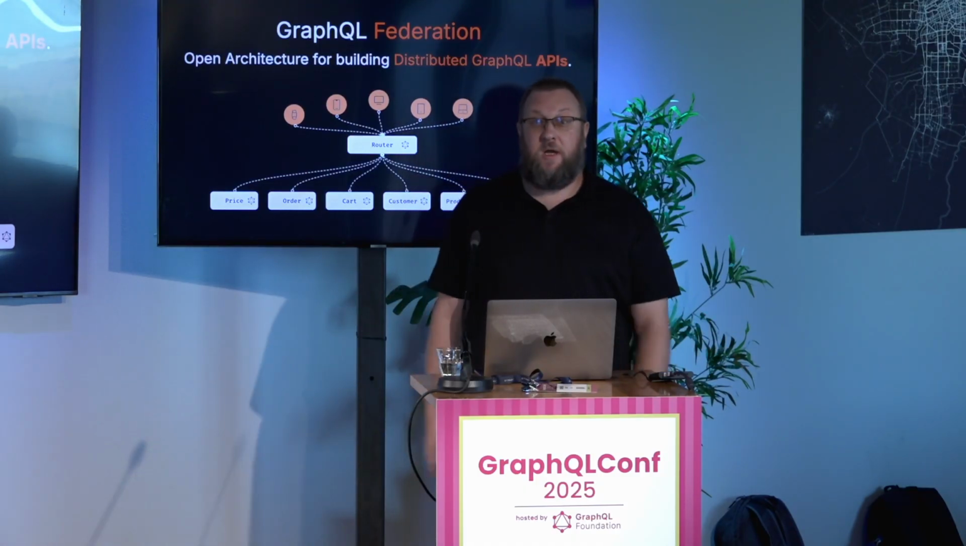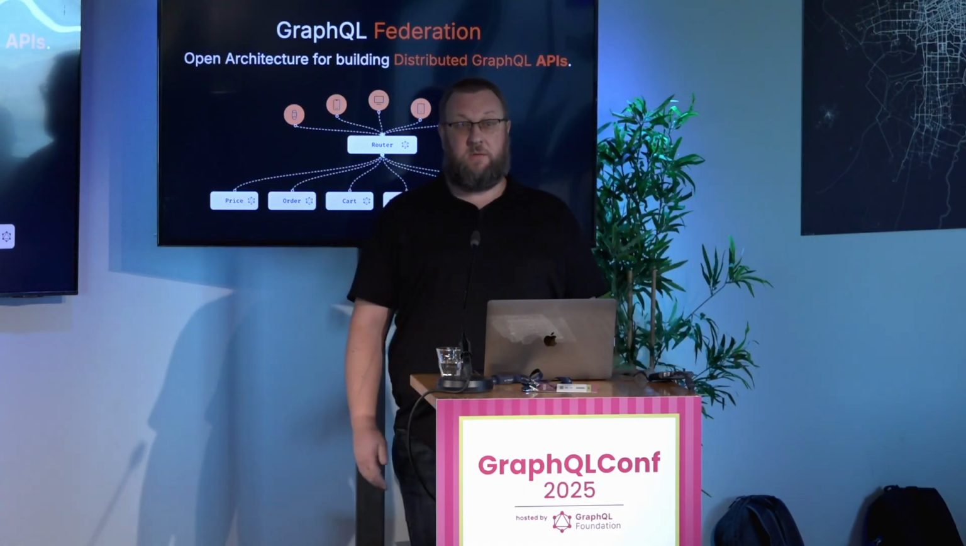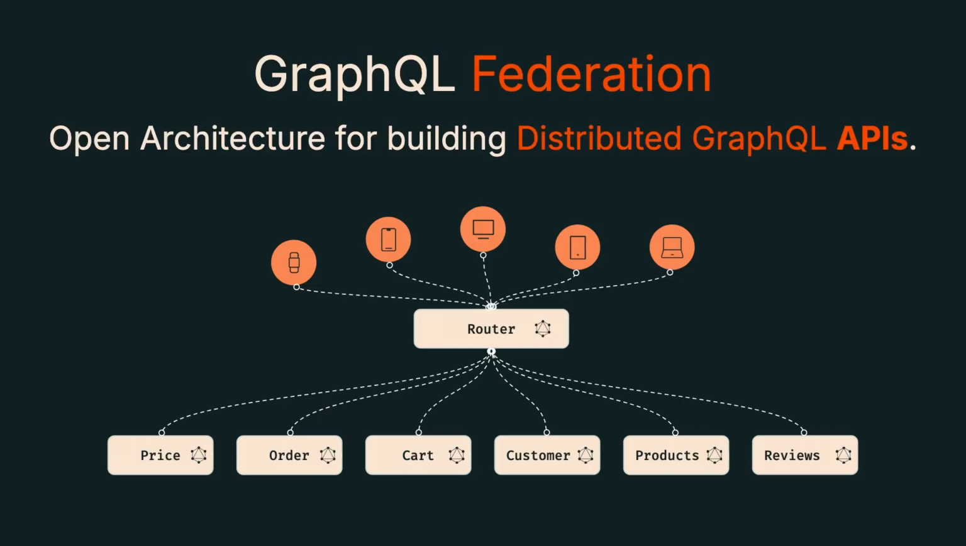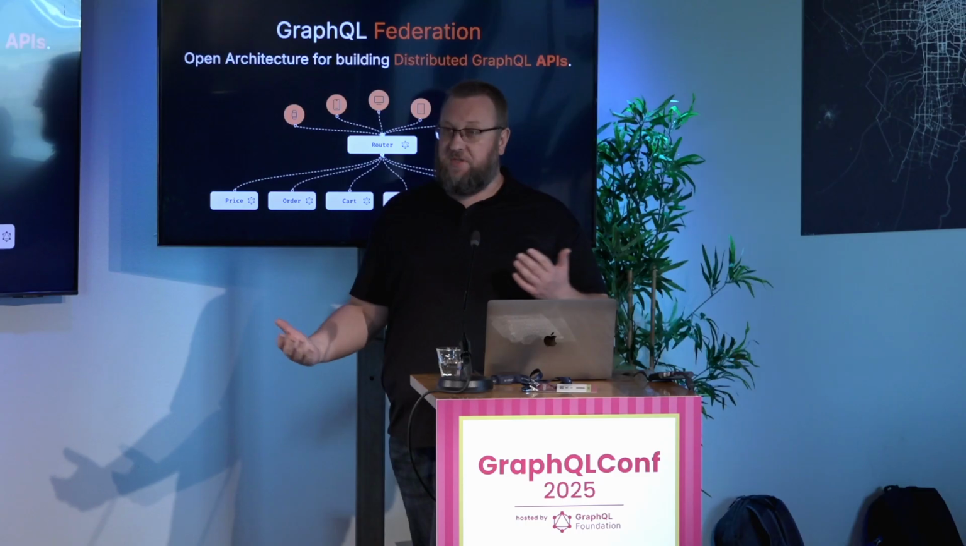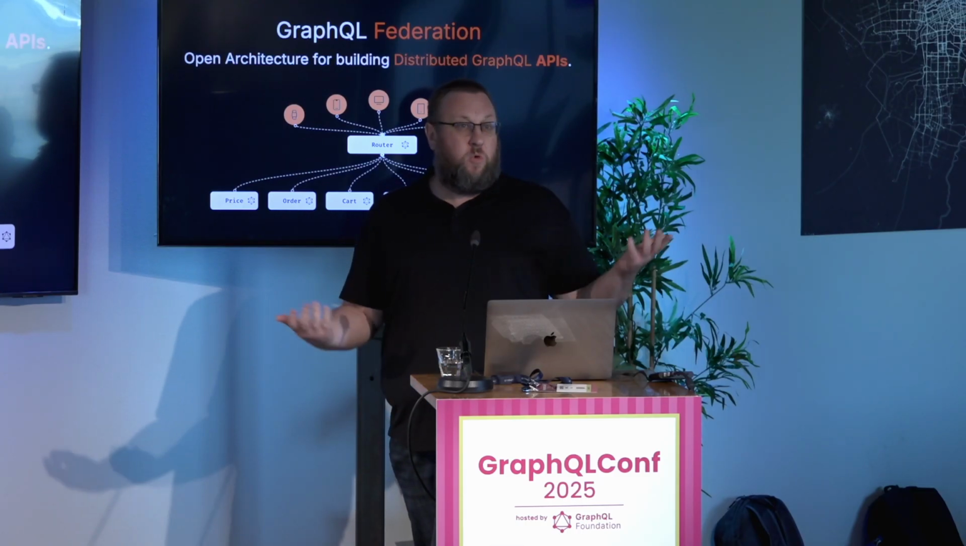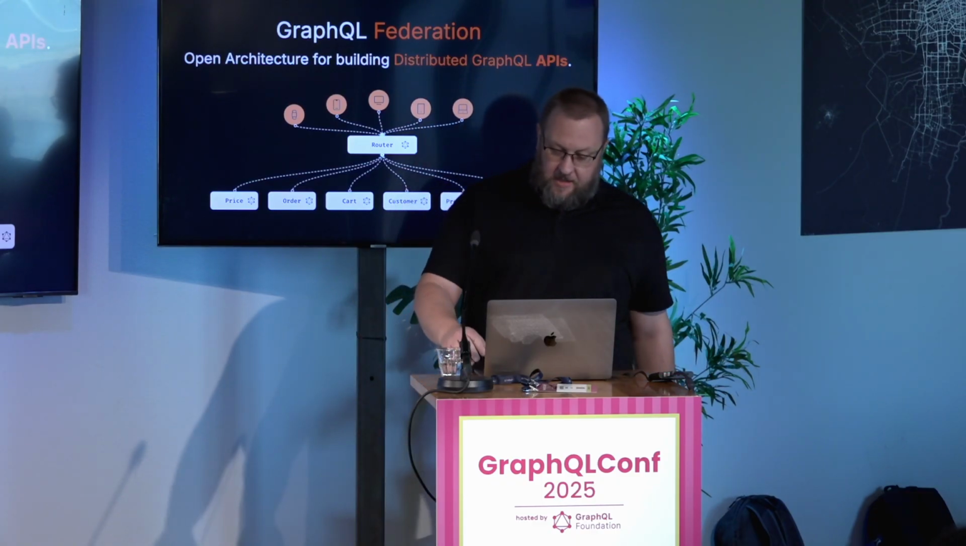So at Apollo, my team works on Apollo Federation. It's a great architecture for building distributed graphs, right? You combine multiple sources or GraphQL schemas into a single composed supergraph that the clients can interact with. It's a great architecture. Tons of companies are using it at large scales. It works, and it's pretty nice.